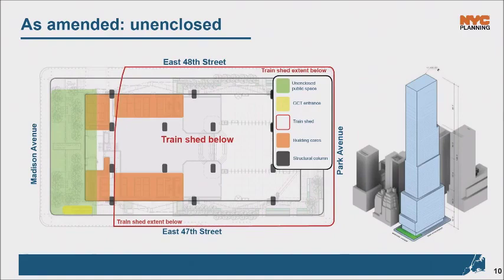A key difference to the initial proposal is that the amended proposal requires the space to be unenclosed, which is more aligned with the existing zoning text. This would, however, require the existing street wall continuity regulations along Madison Avenue to be waived.